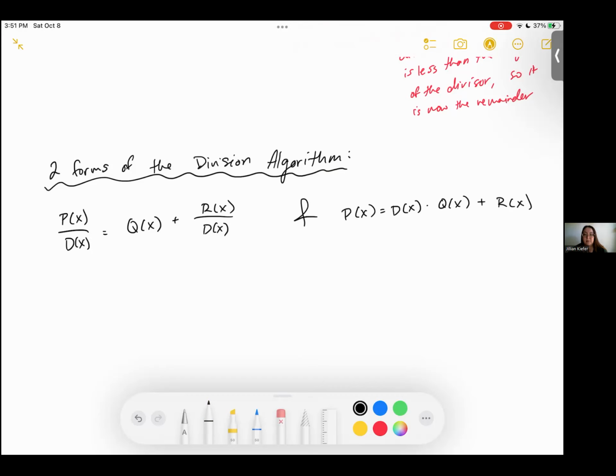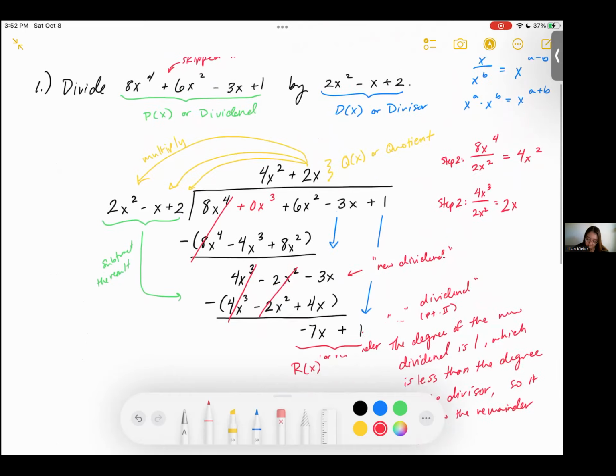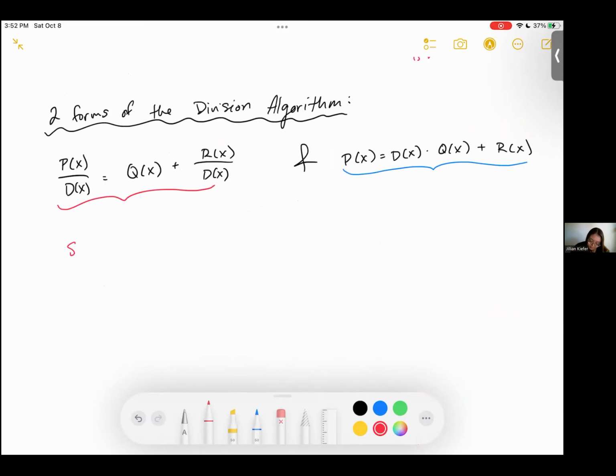So that's how we're going to go ahead and put our answers into the two forms of the division algorithm. The first one here, we're going to write in red, and the second one we'll write in blue, just so we know the differences there. So our first one being written in red, we have our p of x, which we said was 8x to the power of 4 plus 6x squared minus 3x plus 1. So we'll start off by writing that.